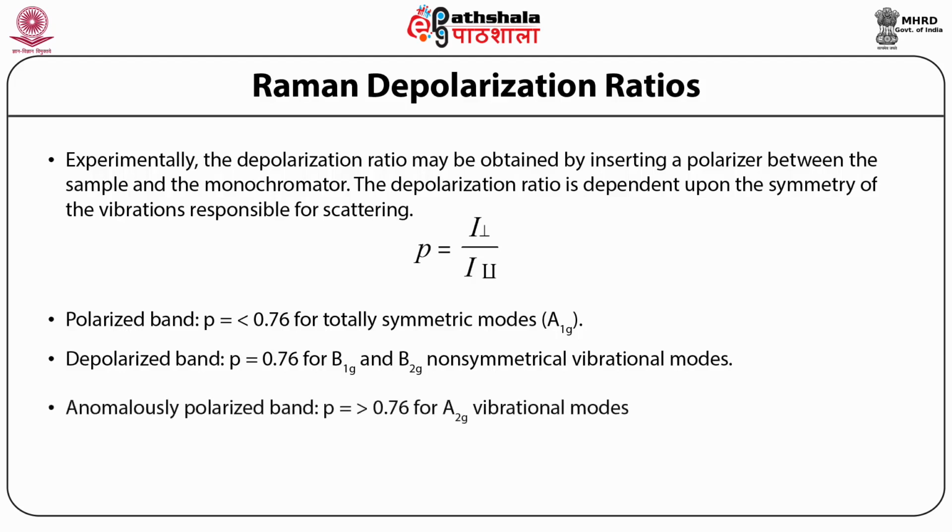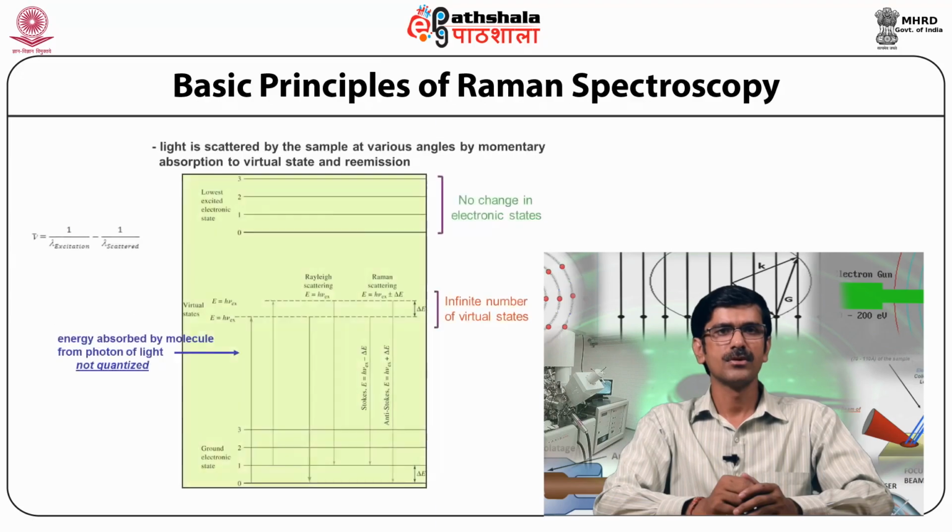Anomalously polarized bands, P is greater than 0.75 for A2g vibrational modes. Now, the basic principles of Raman spectroscopy.